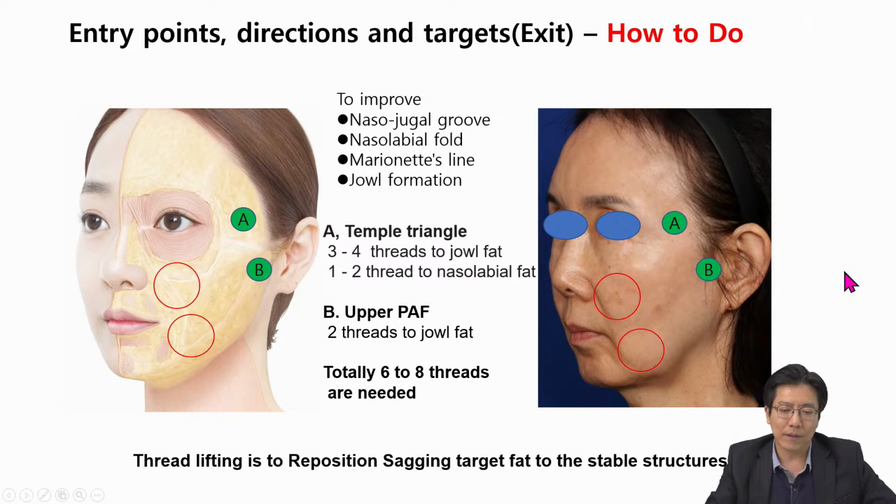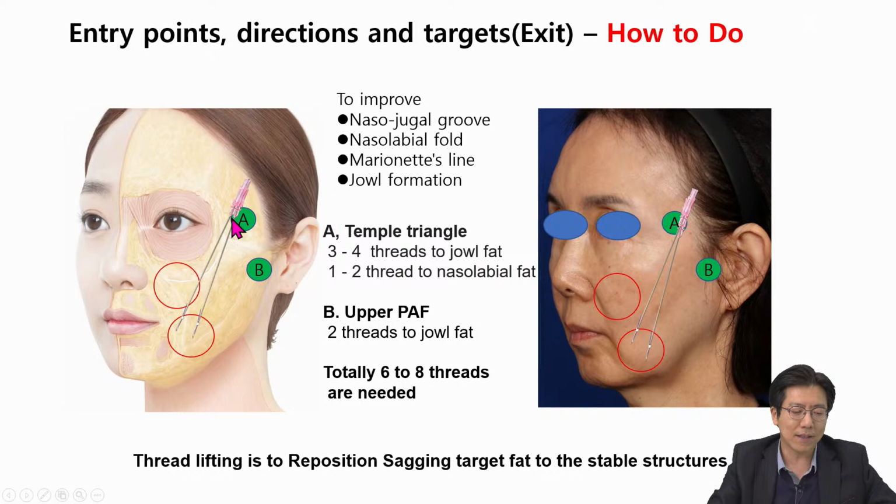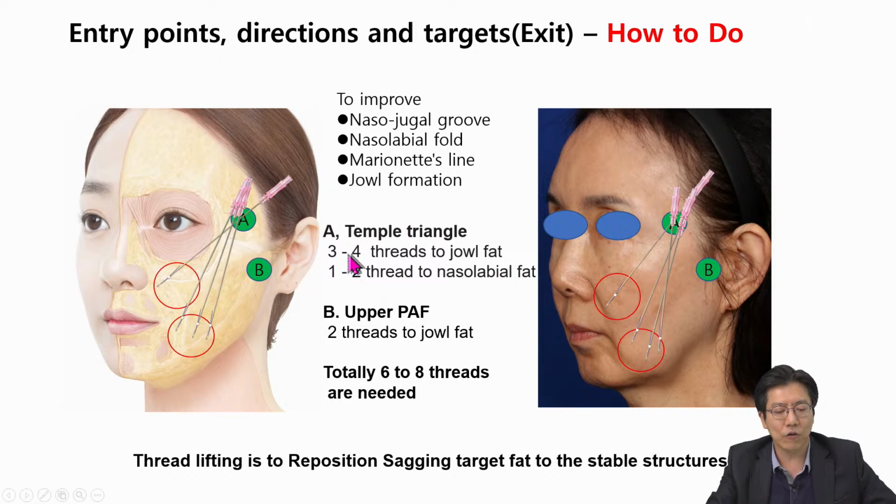Then how can we do it? First, to improve the nasojugal groove and the nasolabial fold, I put the thread from the A point, and also I can put the thread from A point to improve the jowl. So these two threads are going down from entry point A to the jowl fat. So definitely this thread can improve the jowl formation. I can put 3 to 4 threads for jowl fat lifting, and also from A point I can put another thread to improve the nasolabial fat.